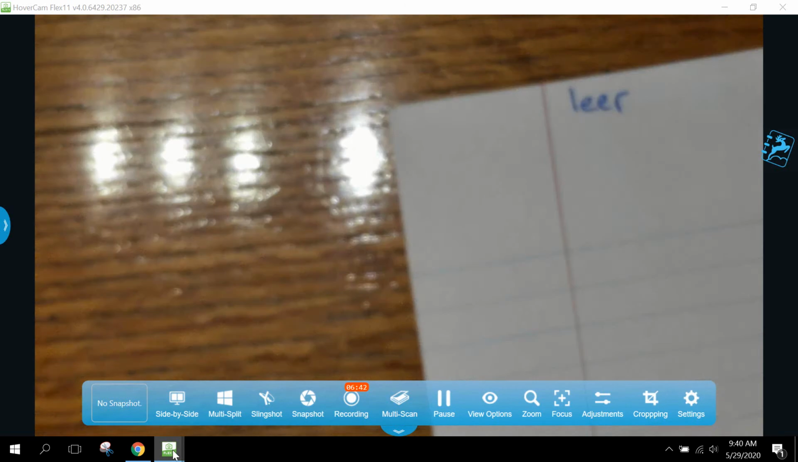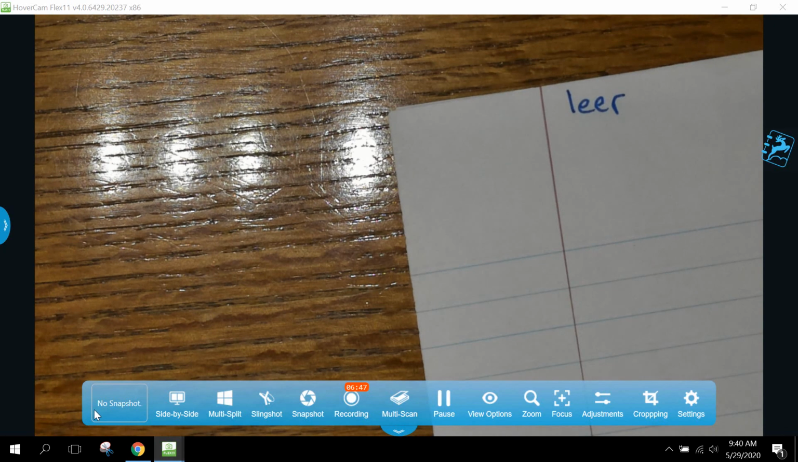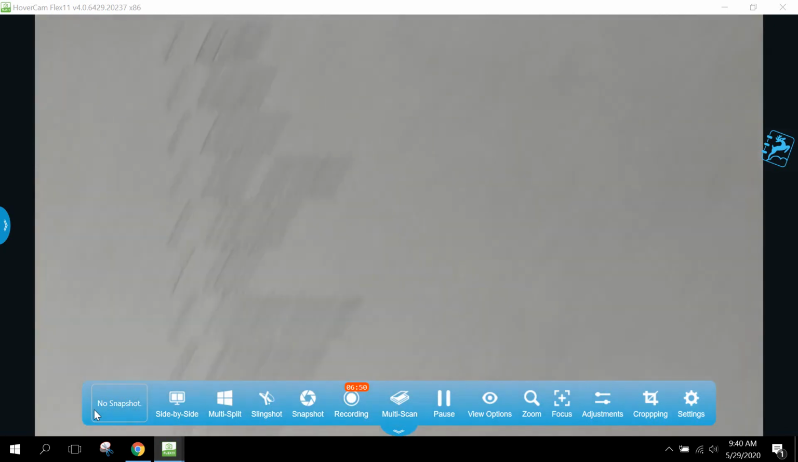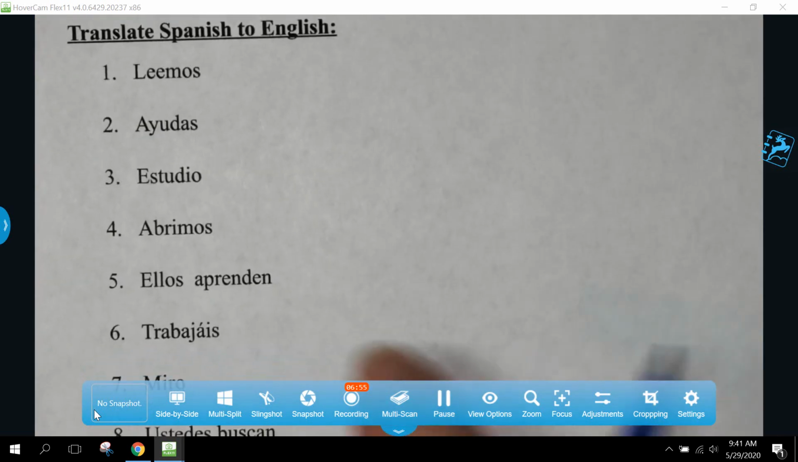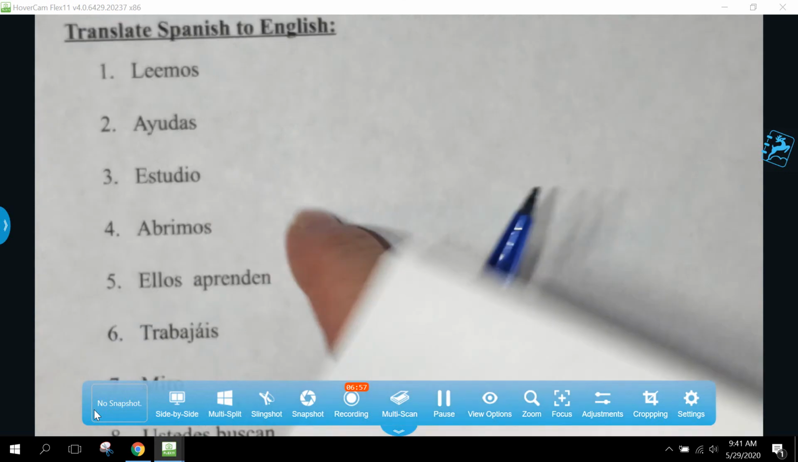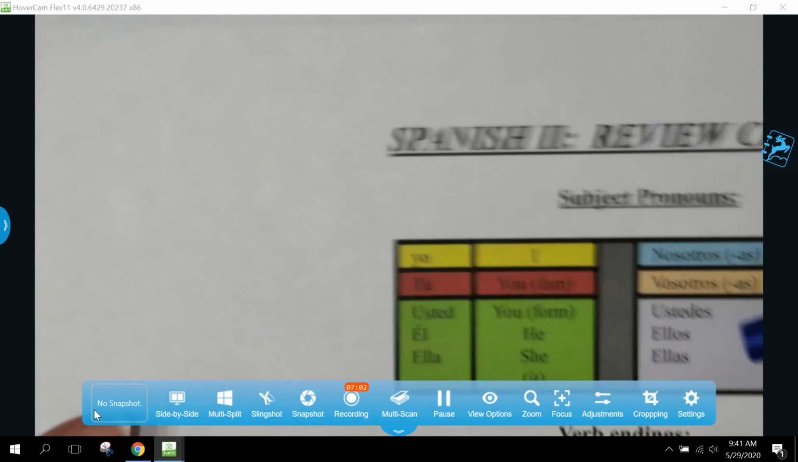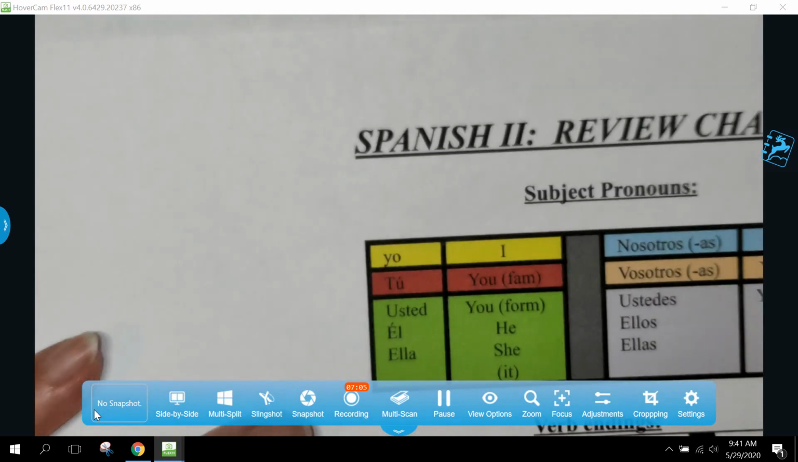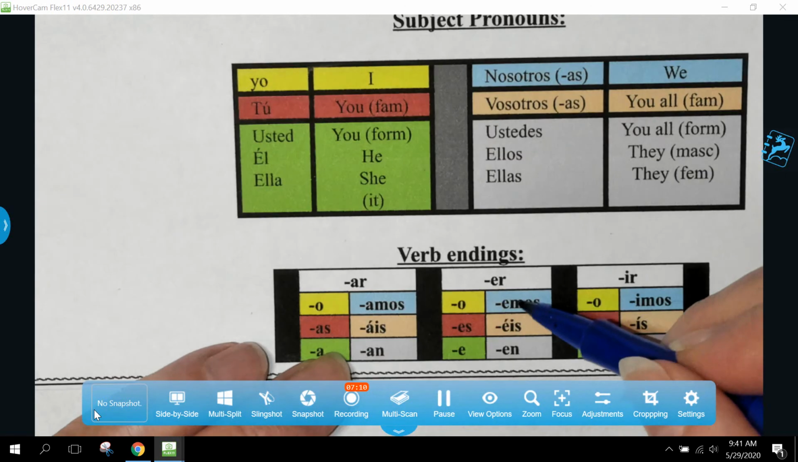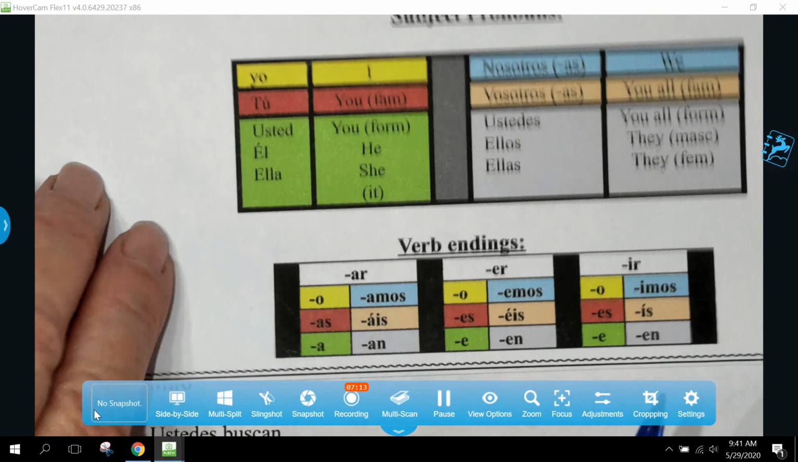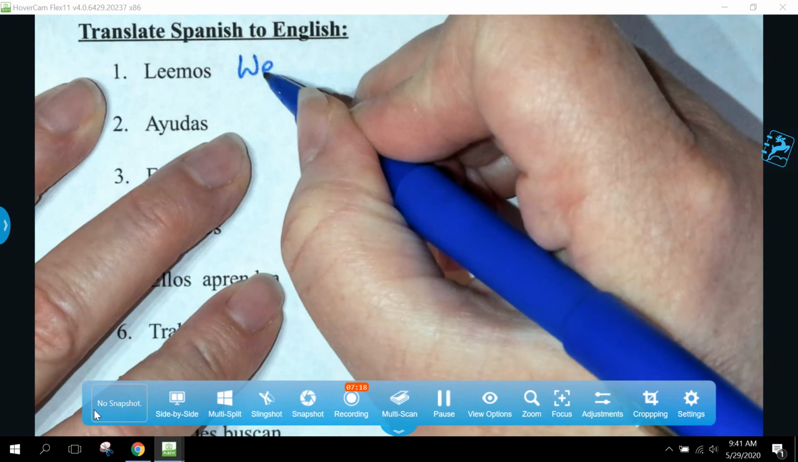If you go to the next page, you have Spanish to English. Where you have Spanish to English, you're going to use those charts backwards. So number 1, you had leemos. We go back to the charts. First of all, we know that leer means to read, and I've got that in the same order as your vocab. You have emos, which is in the blue, meaning that is we. So what you would have for number 1 is you would write down we read.